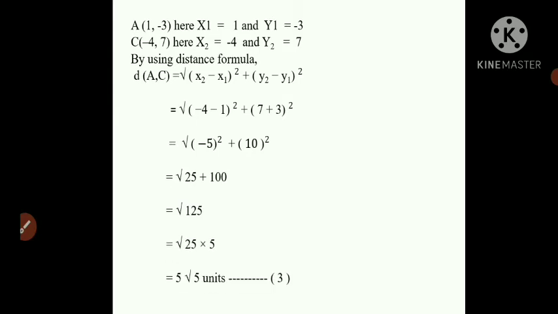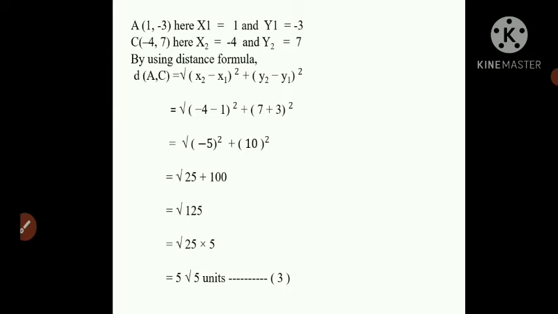and y1 is 3. So when I simplify this, minus 4 minus 1 is minus 5 the whole square plus 7 plus 3 is 10. So we get minus 5 the whole square is 25 plus 10 square will be 100. 25 plus 100 will be 125. So we get under root 125.